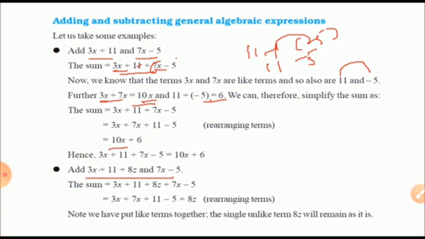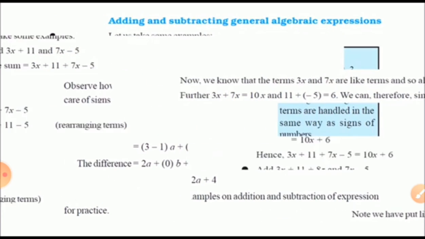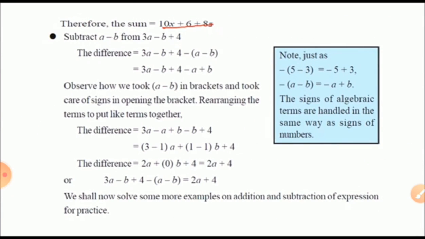Add 3x plus 11 plus 8z and 7x minus 5. Just add both the numbers. Yes, and then add x with x, 7 plus 3 gives 10. Yes, my dear student, 10x, and then plus 6. Once again the same thing is here for the 11, but the numbers are the same. Correct. Look here, 10x plus 6 plus 8z.